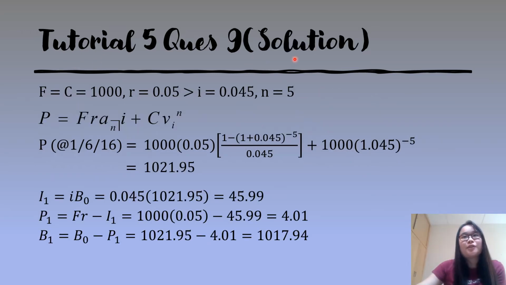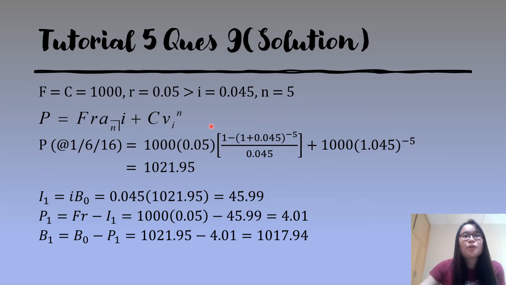So let's discuss the solution. Referring to the question just now, the par value is 1000, and as the redemption value is not stated, it will equal the par value, which is 1000. And as this is a semi-annual coupon, the R and the I have to be divided by 2, so the coupon rate will be 0.05 and the yield rate will be 0.045, and N is 5.